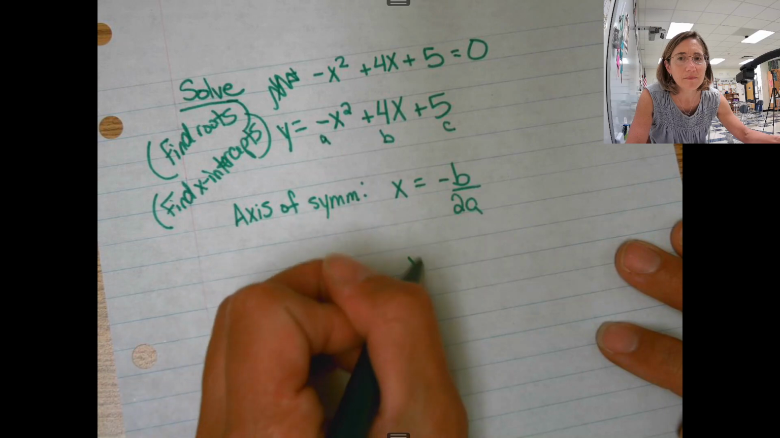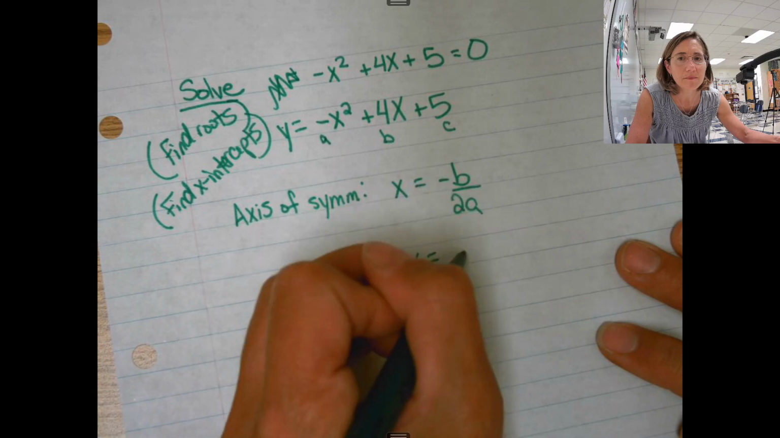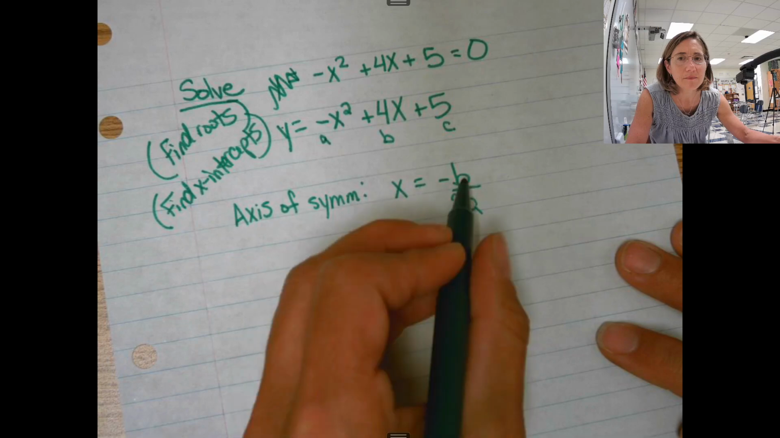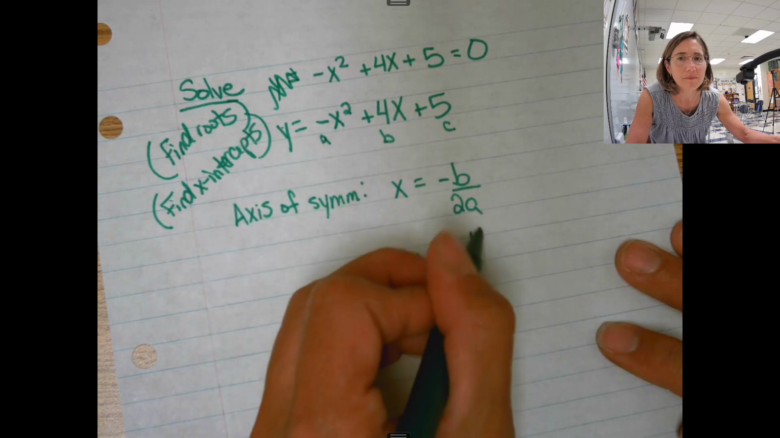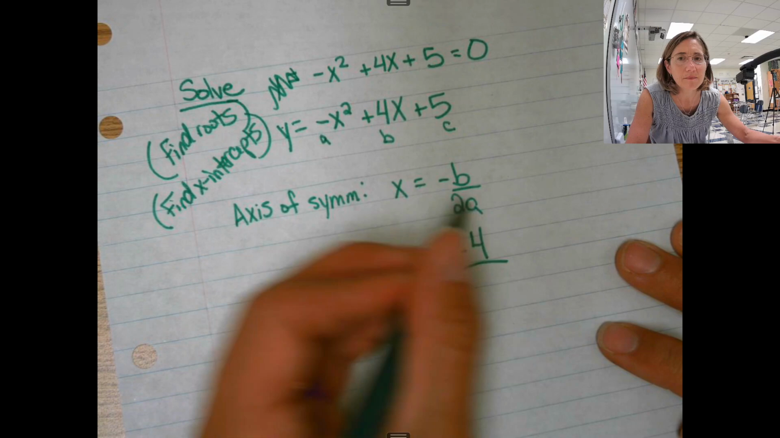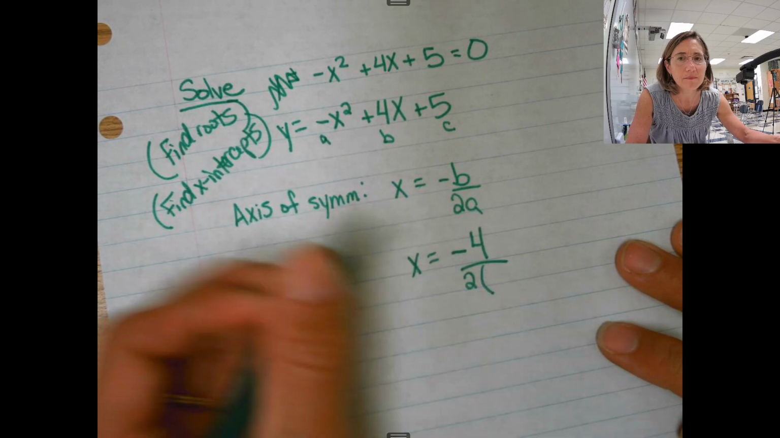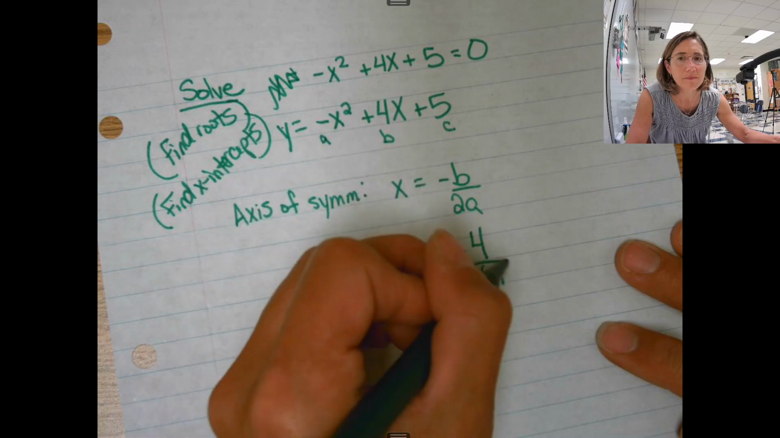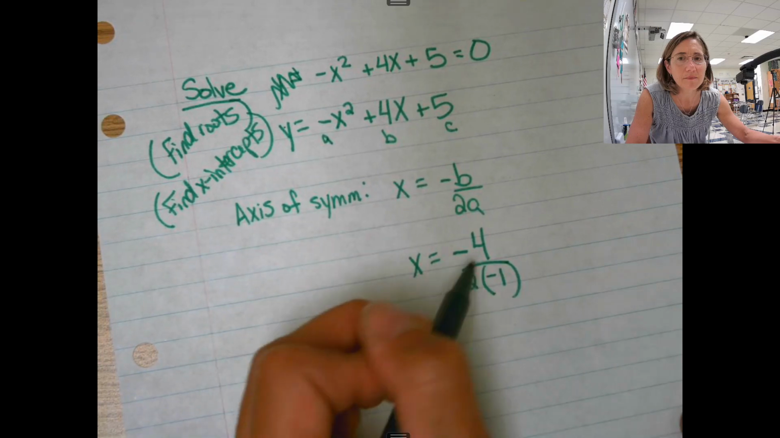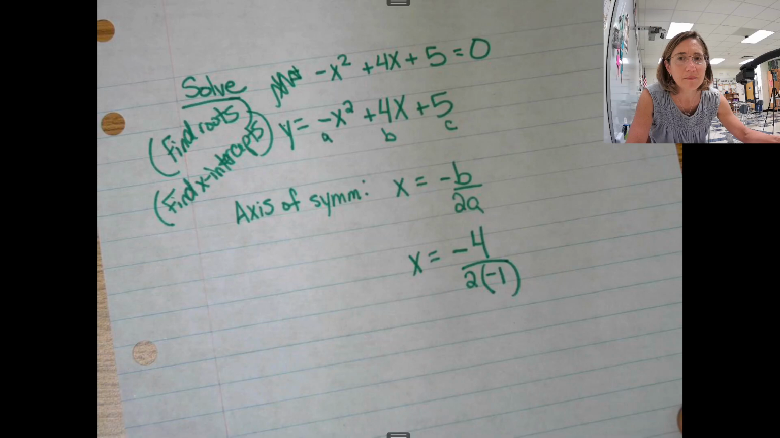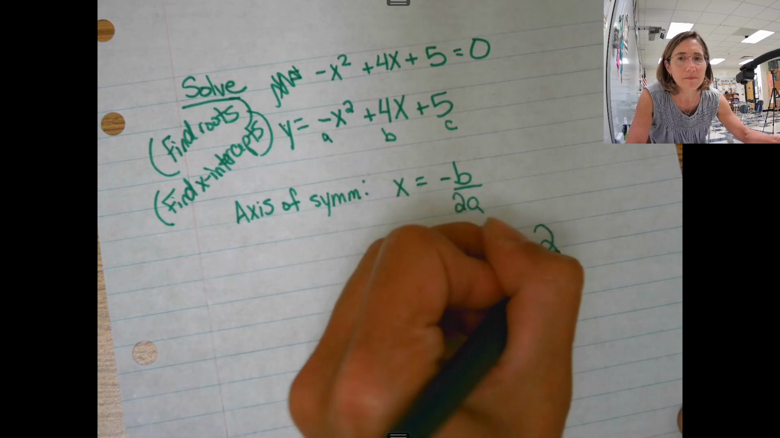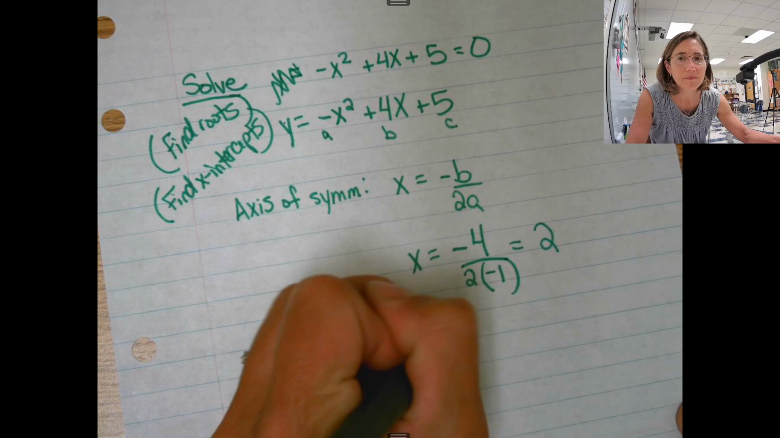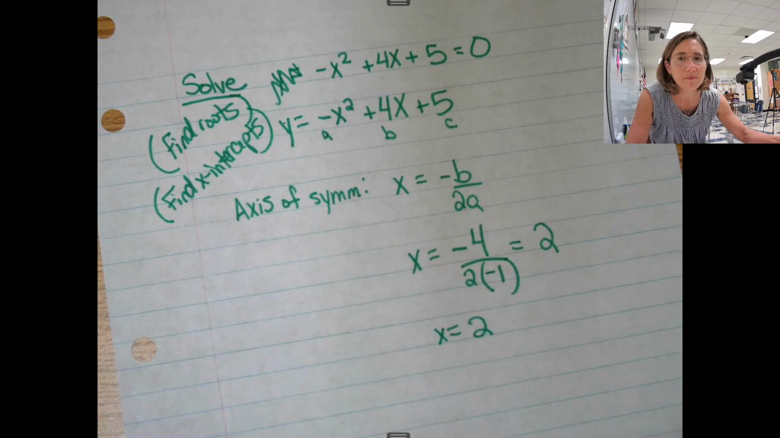So I'm going to plug that in. The negative sign is here, so I'm bringing that down. Now I need the b, which is a 4, all over 2 times a. For the a value, I just see a negative sign, so that means we're talking -1. So I'm going to put a -1 there. So I have -4 over -2, which comes out to 2. So x equals 2 is where my axis of symmetry is.